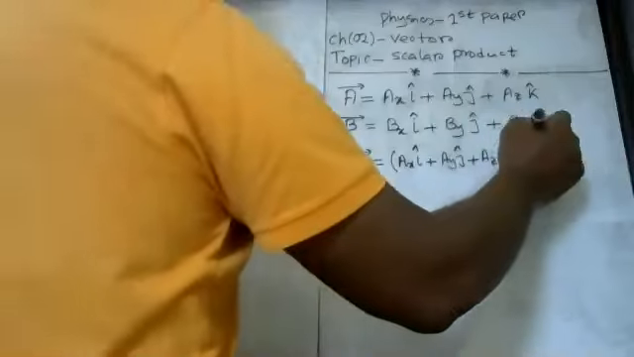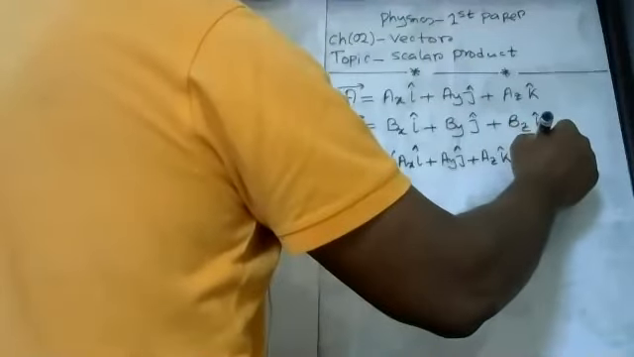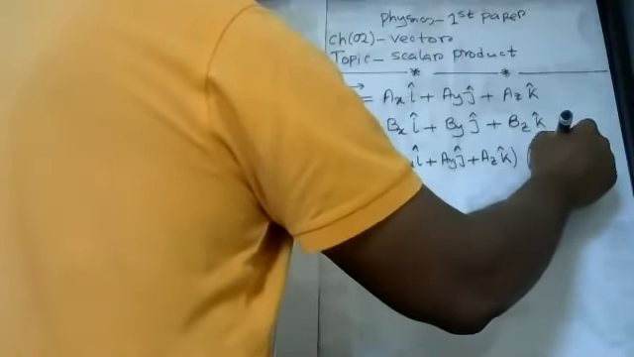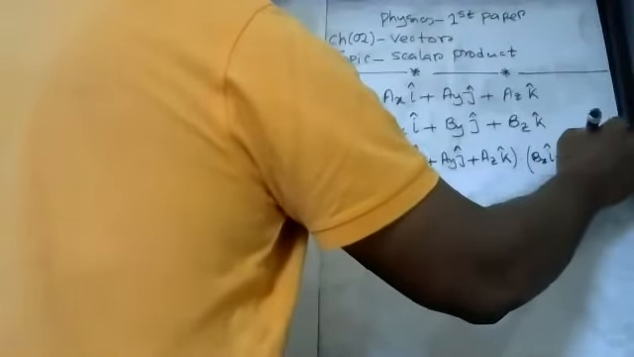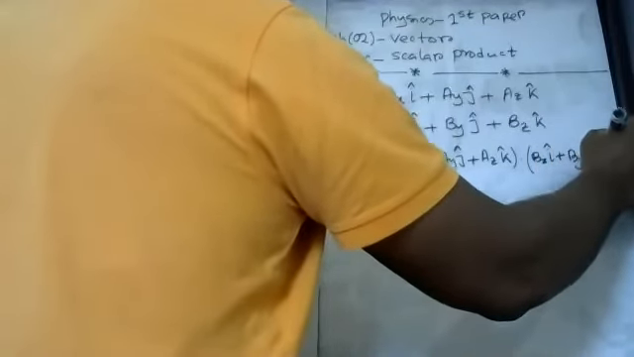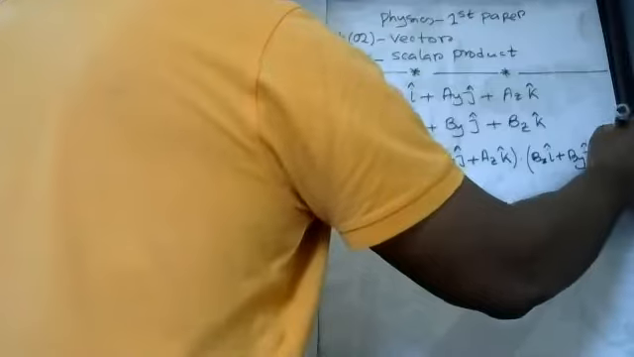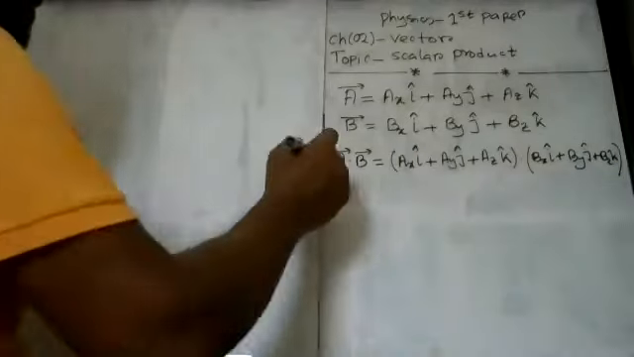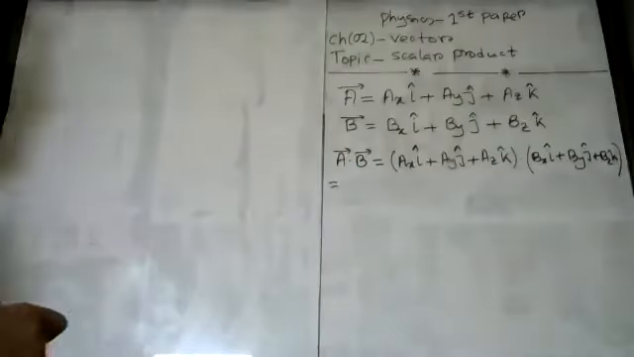Okay, so here b equals bx i hat plus by j hat plus bz k hat. Now I'm going to multiply this normally. Just like this, each vector has two parts: one is the magnitude part, another is the direction part. So the magnitude part is multiplied with the magnitude part, and the direction part is multiplied with the direction part.